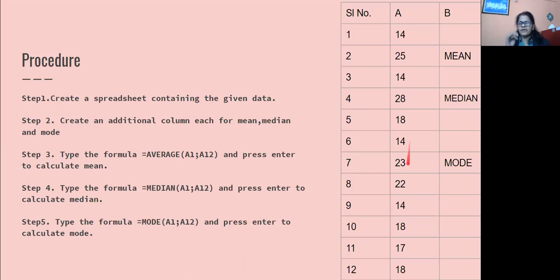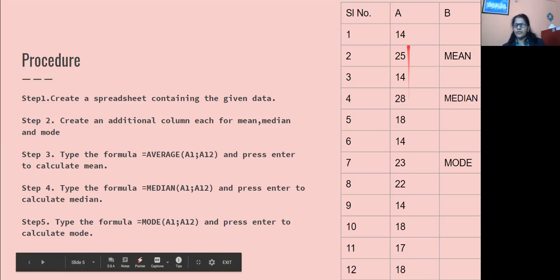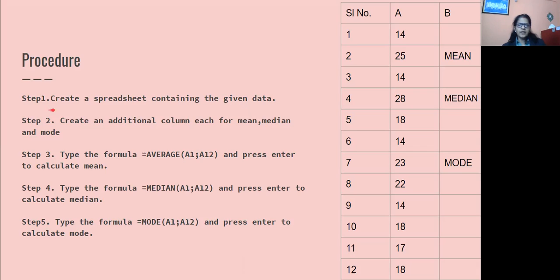Yeah, so we are given this question. Suppose we are given these 12 data scores, starting from 14, 25, 14, 12, and so on. Calculate mean, median and mode using a spreadsheet. So the steps involved are: first, create a spreadsheet containing the given data. Okay, we will create a spreadsheet.